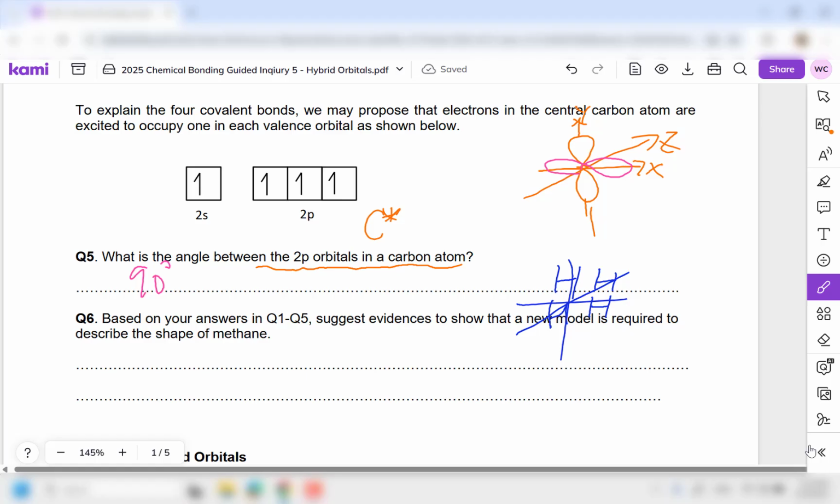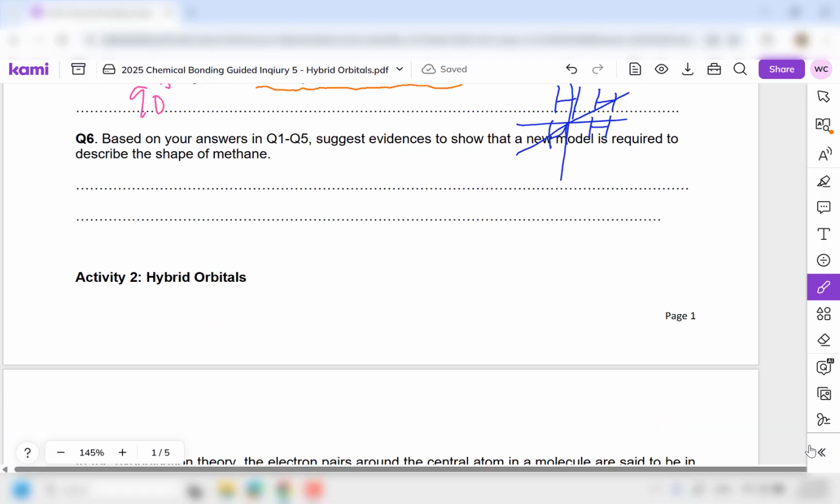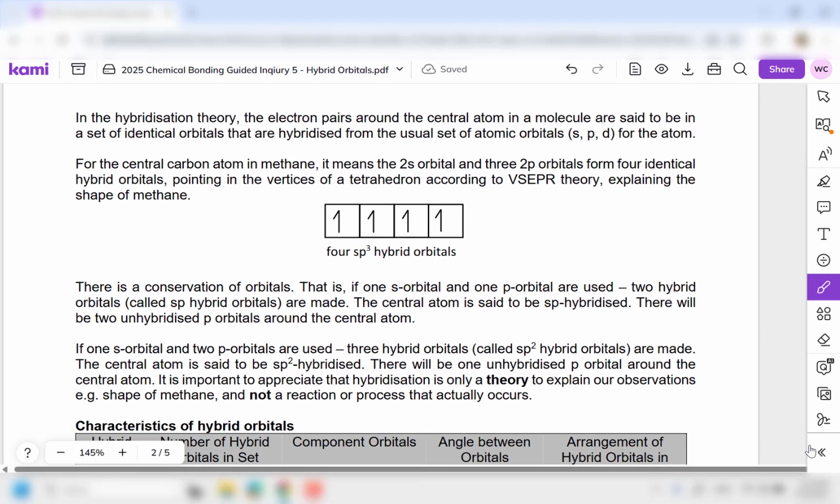But this is not the case in methane. So because of that, I will need to utilize a newer model or another model to explain the shape of methane, and therefore to explain many things about carbon in general. And the idea of hybridization actually helps to fill that gap. And this hybridization concept, it's quite prevalent in modern organic chemistry, because a lot of the ideas, you can actually use it to explain a lot of organic phenomenon. Yeah, so it's actually very useful.